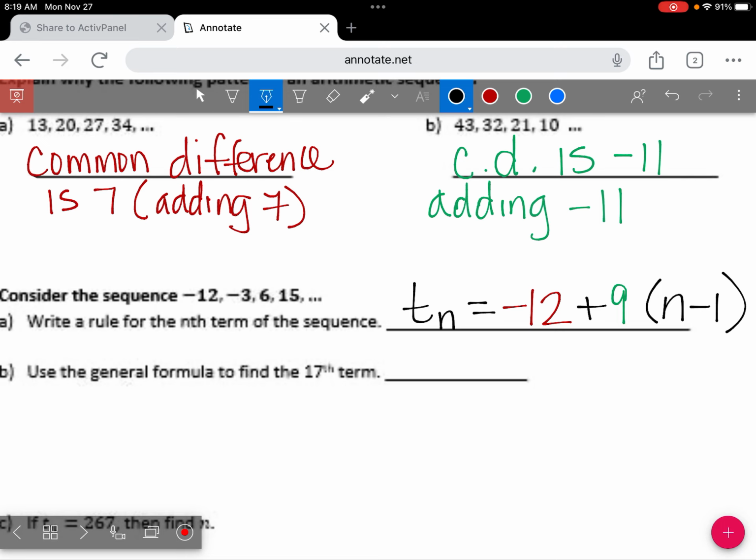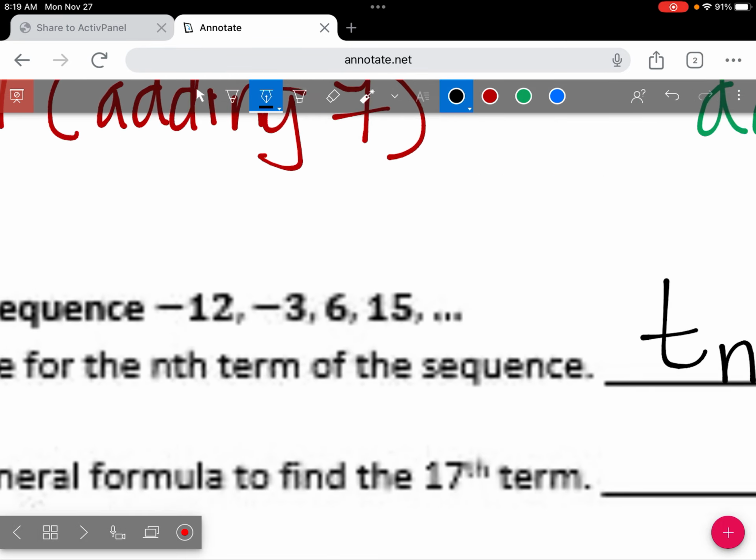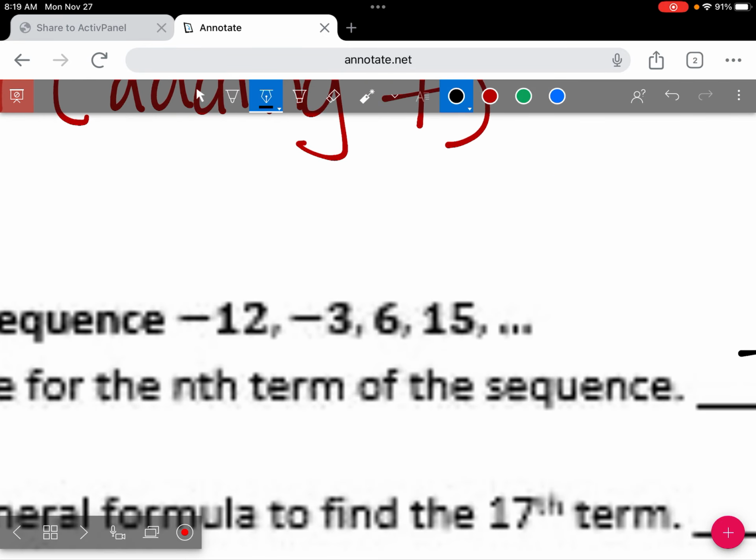Now that you have the rule, I want to be clear. When you see this sequence, this represents T1. T1 is negative 12. T2 is negative 3. T3 is 6. T4 is 15. Each number is a term.